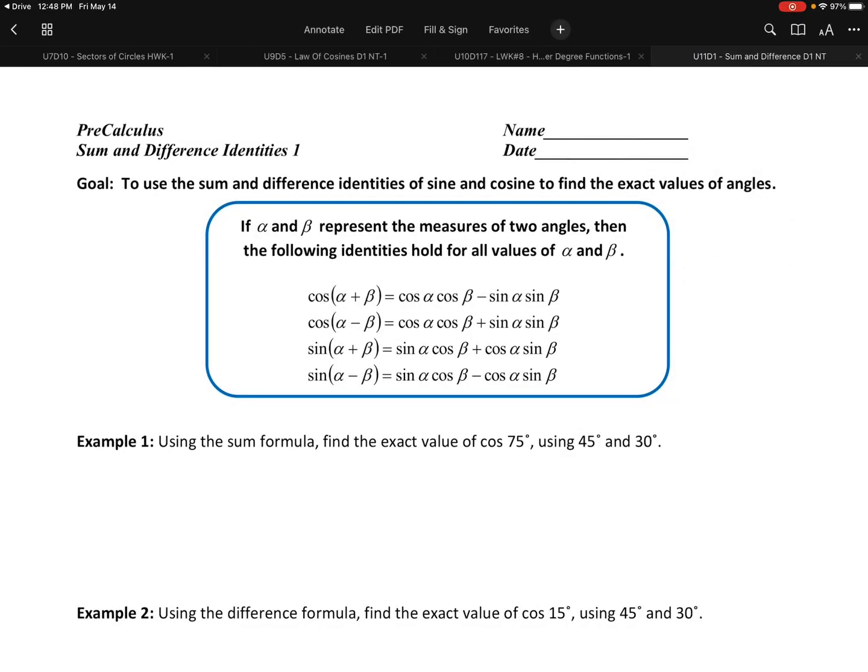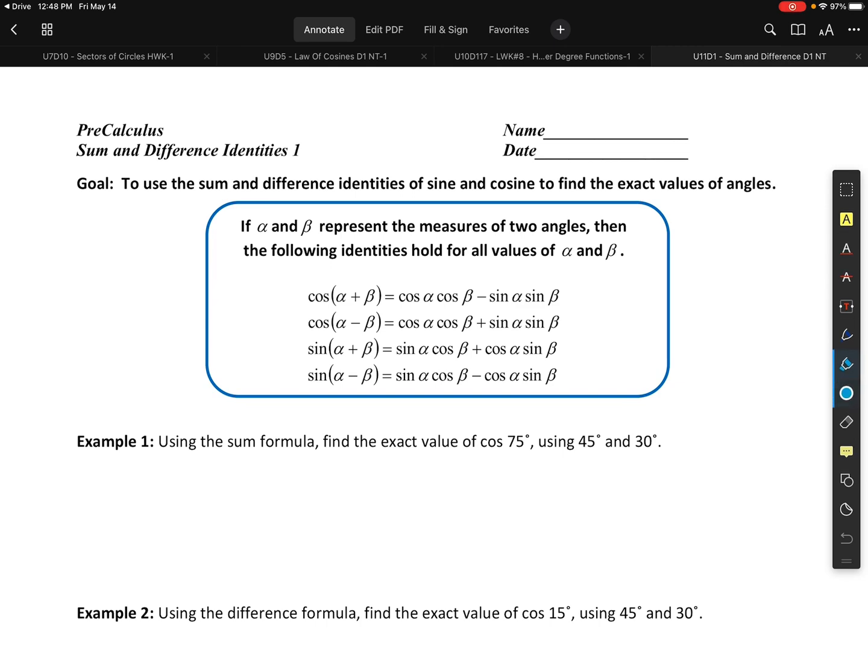Alright, hello everybody. First day of our new unit. So we are looking at what are called sum and difference identities. Now, the issue here is if you look at this first problem, cos of 75. We've always been focusing on our unit circle.